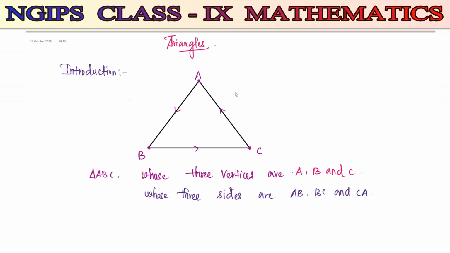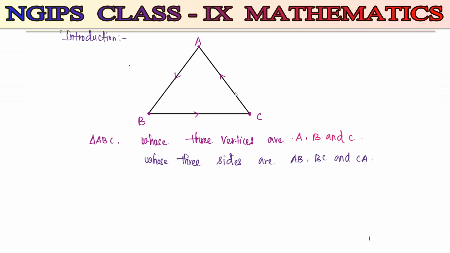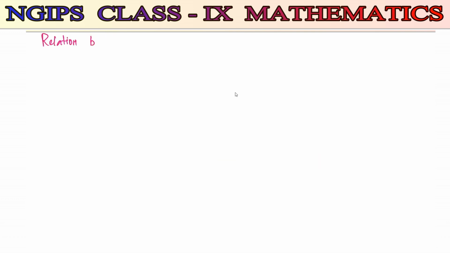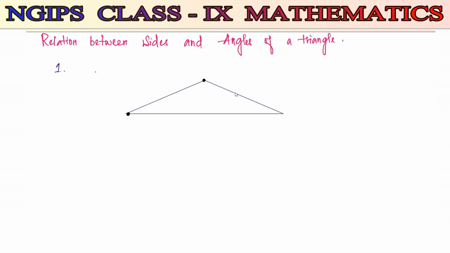Now we are going to discuss the relation between the sides and angles of a triangle. Here if you look at this triangle, this is the vertex A, this is the vertex B and this is vertex C. If all the sides of a triangle are of different length, here AB is not equal to BC and BC is not equal to CA, and its angles are also of different measures, in such a way that the greater side has the greatest angle opposite to it.